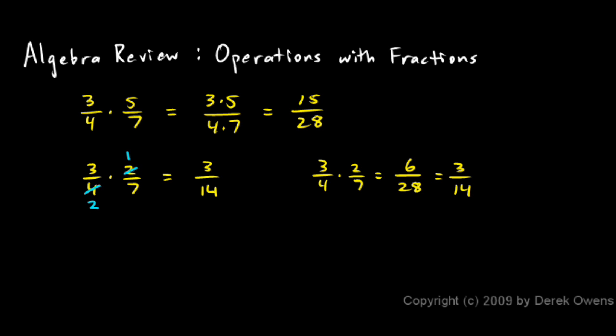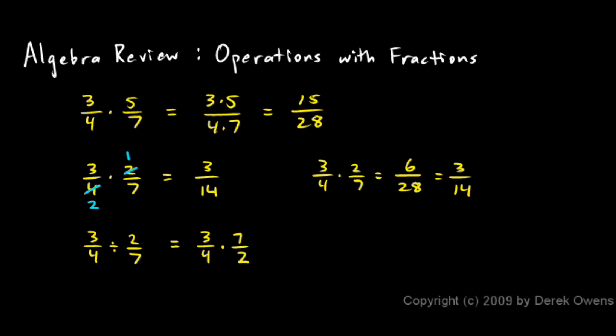And now let's talk about division. What if I had 3/4 divided by 2/7? The thing to remember is that if we are dividing by a fraction, that is the same as multiplying by the reciprocal of the fraction. So 3/4 divided by 2/7 is the same as 3/4 times 7 over 2. And notice instead of dividing by that, I have multiplied by the reciprocal of that. Instead of 2 over 7, I have 7 over 2.